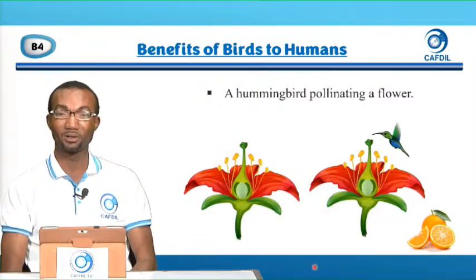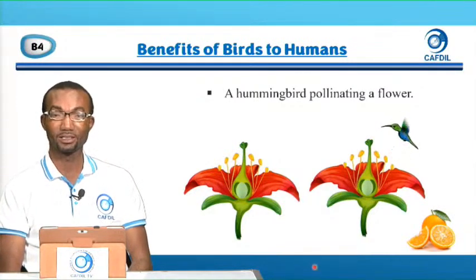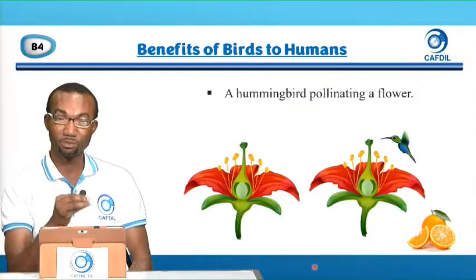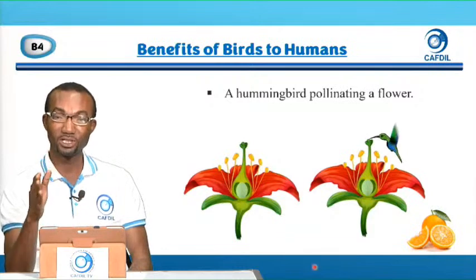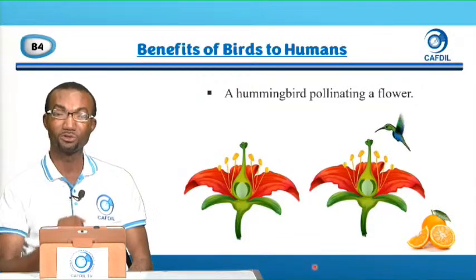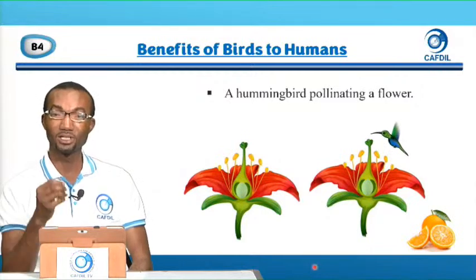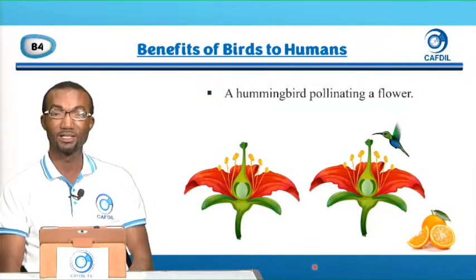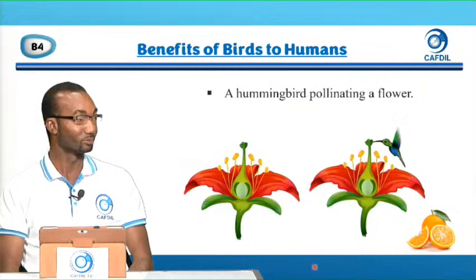As we talked about when we were talking about insects, I cannot go from flower to flower, picking pollen grains and then joining them to the egg. You cannot also do that. So these birds help us to get fruits and then seeds to plant more fruits.